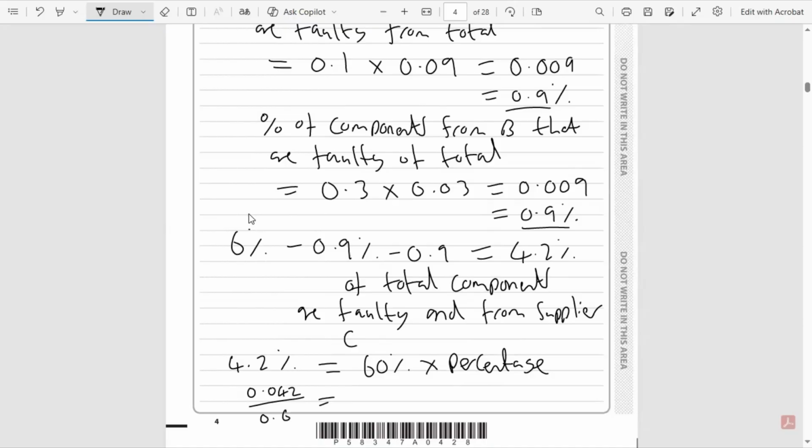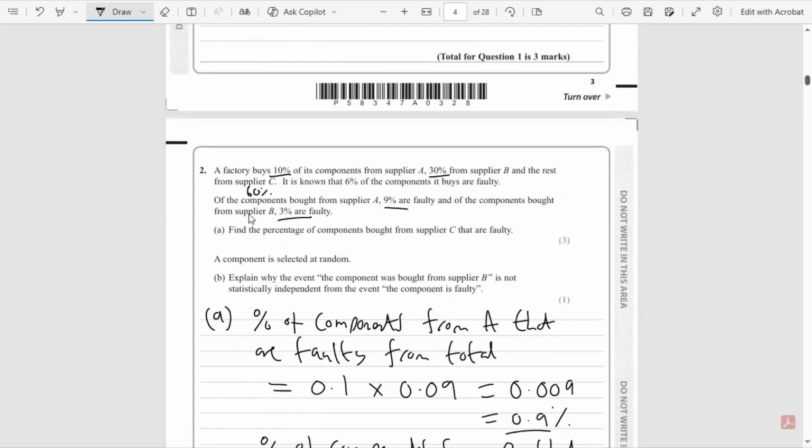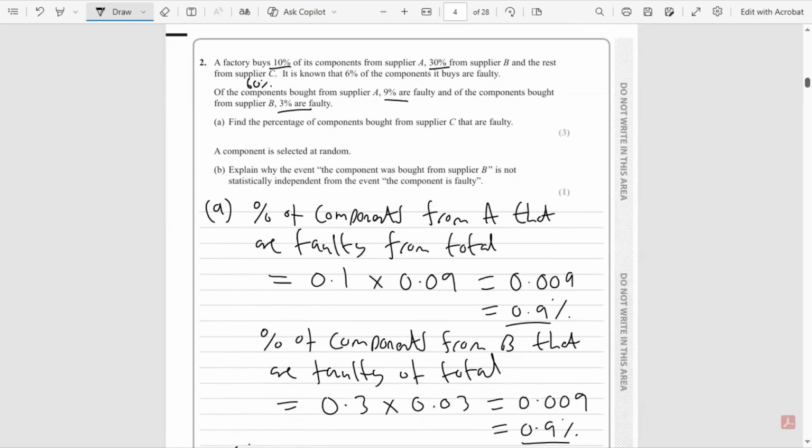So 0.042 divided by 0.6 gives you 0.07, which is equal to 7%. So that would be our answer to the question there. 7% of the components from supplier C are faulty. Perfect. So that's part A done.